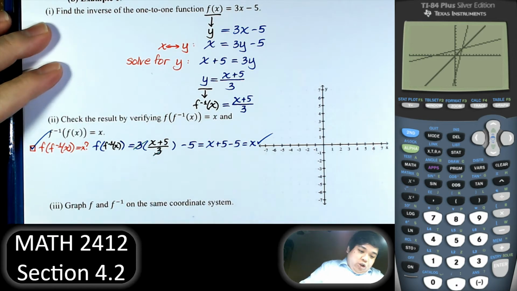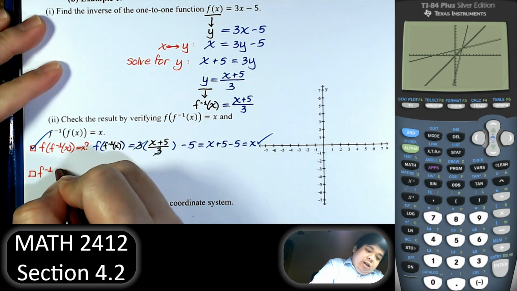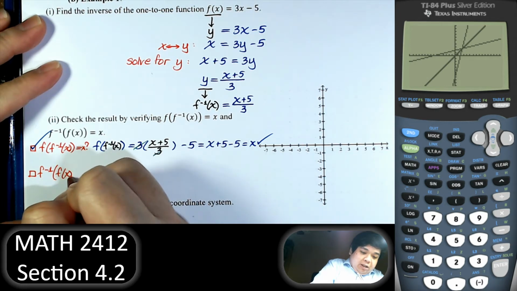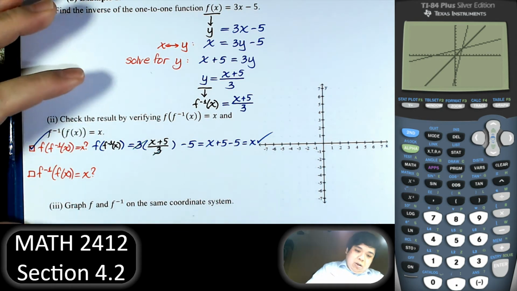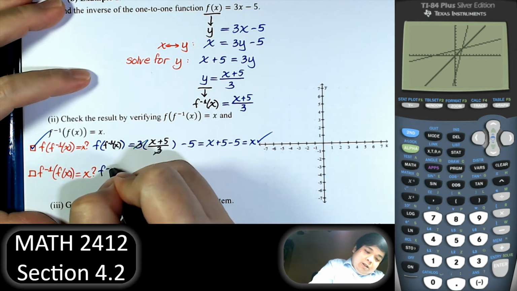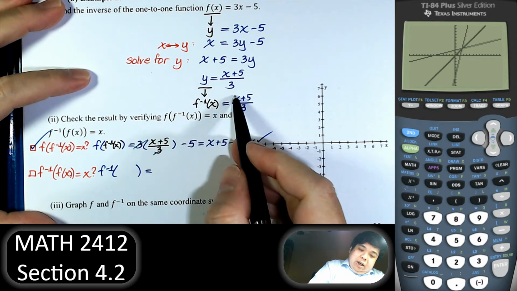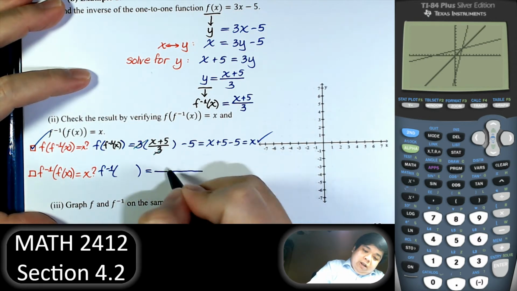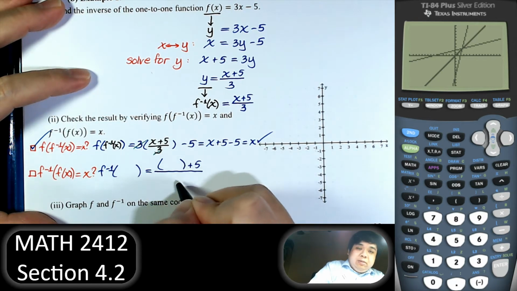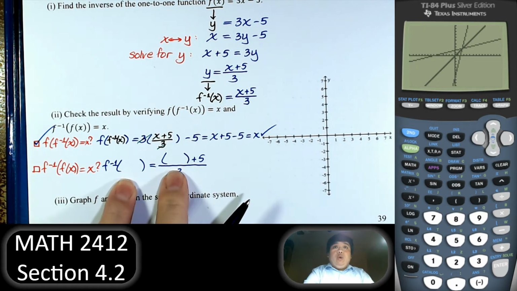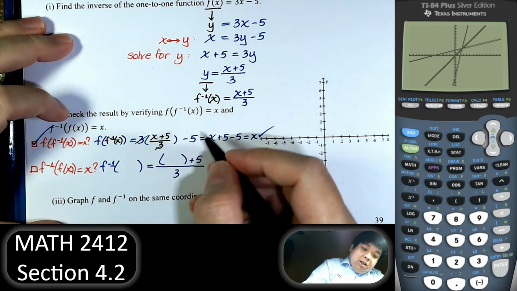And then next we check for f inverse of f of x equal to x. So we have the f inverse is this function. So we're going to replace the x by the parentheses. Then whatever we put in the parentheses will be consistent. They must be the same. f inverse of f of x.